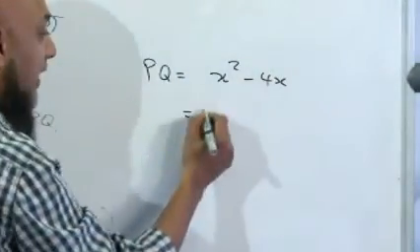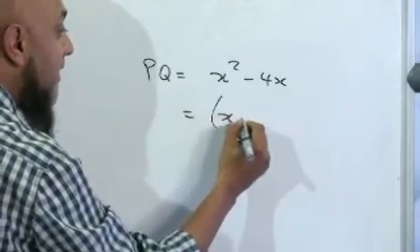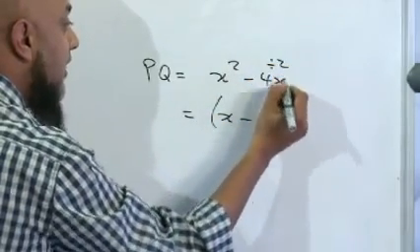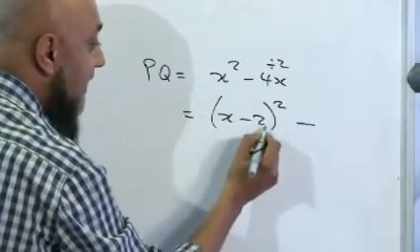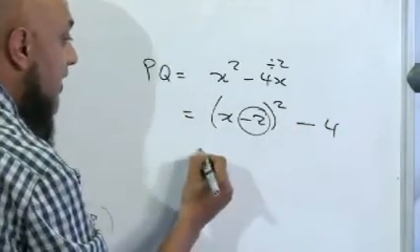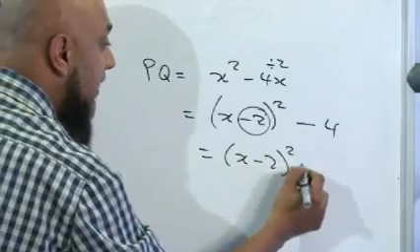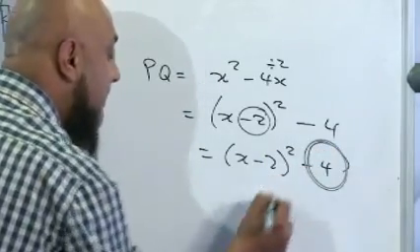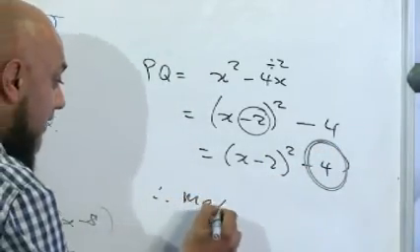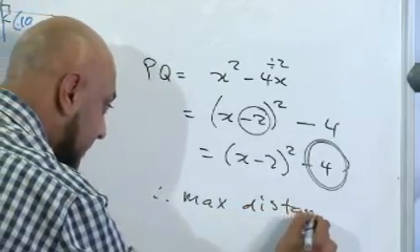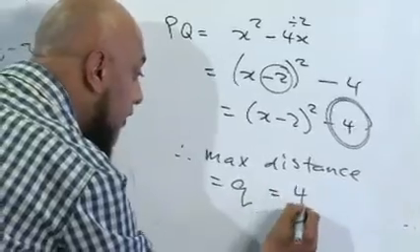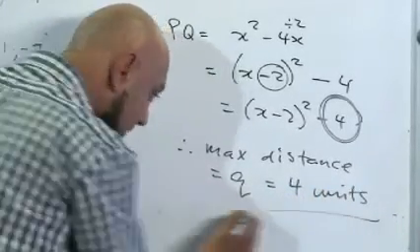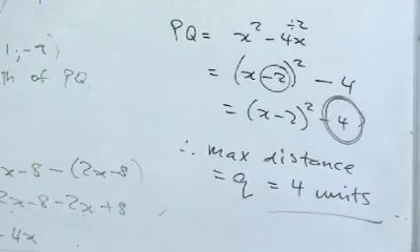So what do I have here? I got x squared, x minus 4 divided by 2 is 2 squared. There's no value here, minus. Now take this value and square it, 4, which is equal to x minus 2 squared minus 4. There's your maximum distance. Therefore, the maximum distance is your q value, which is equal to 4 units. I bet many of you didn't know that.